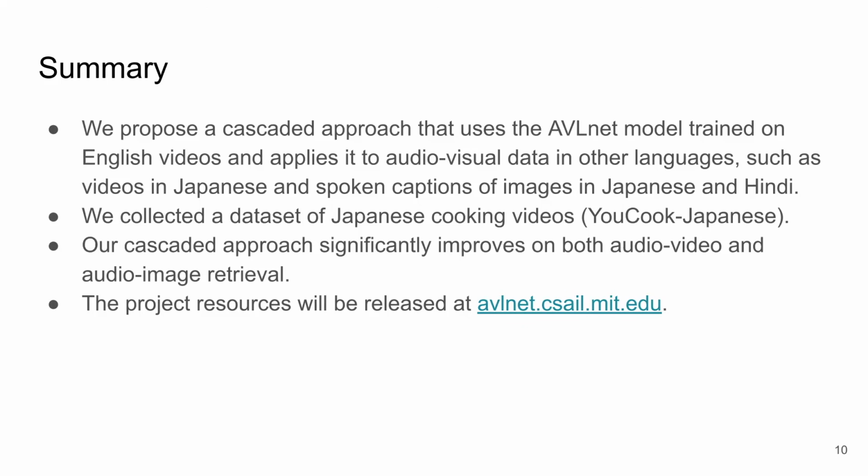To summarize, we proposed a cascaded approach to learning multilingual representations by using the AVLNet model trained on English HowTo100M videos and applying it to audiovisual data in other languages, such as videos in Japanese and spoken captions of images in Japanese and Hindi. We collected a dataset of Japanese cooking videos called YouCook Japanese, which is similar in content and size to YouCook2. Our cascaded approach significantly improves performance on both audio-video and audio-image retrieval.